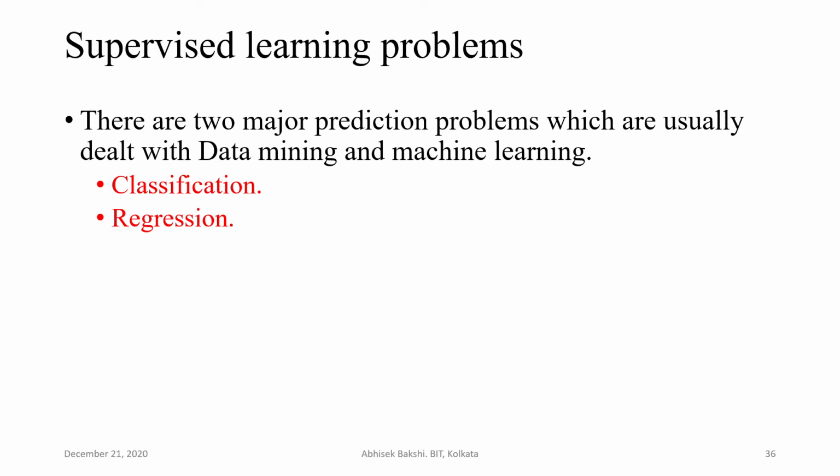Last day we completed different types of measures that we can use in machine learning. Today we will discuss different types of supervised learning problems. Supervised learning can be defined in two ways that we already know: one is classification and the other is regression.